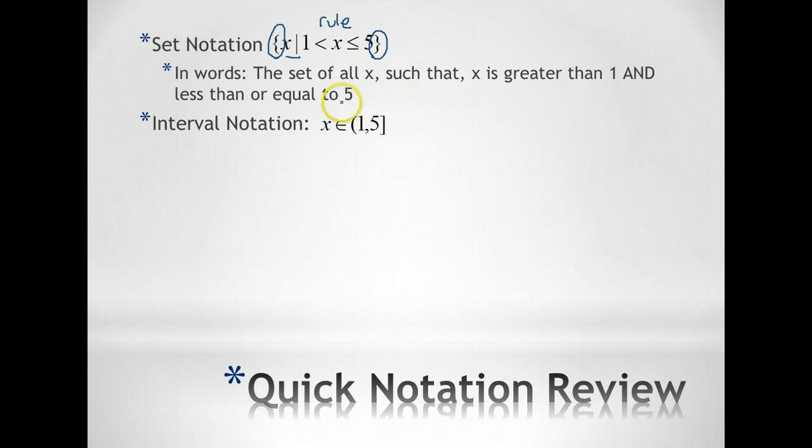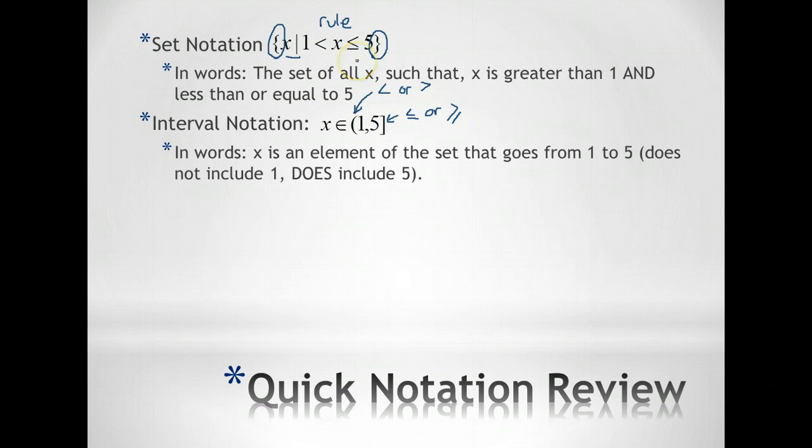You can write that same thing in interval notation. Now notice interval notation is much more compact. So interval notation says that x is between 1 and 5. The parentheses is less than or greater than, and the square bracket is when it's also got the equal to piece of it. So here it is greater than 1 and less than or equal to 5, just like the one above it. They match. Again, in words, x is an element of the set that goes from 1 to 5.